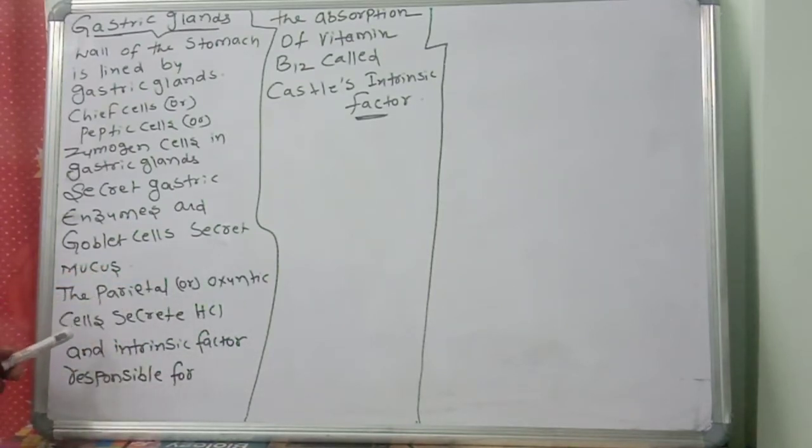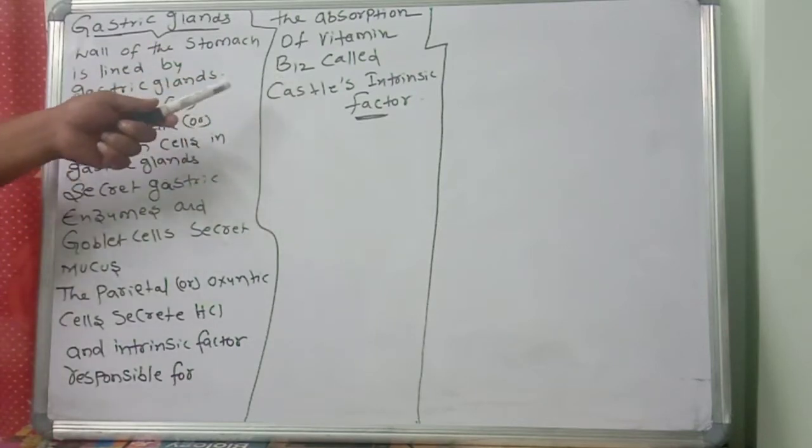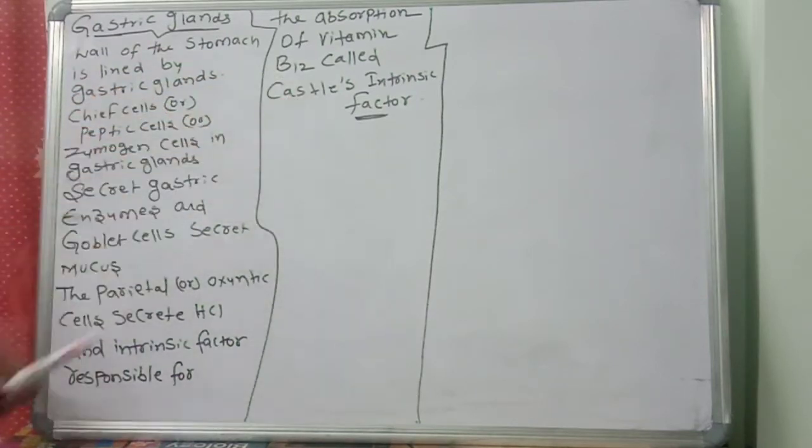HCl and intrinsic factor are secreted; the intrinsic factor is responsible for the absorption of vitamin B12. That factor is called Castle's intrinsic factor. What do you call that factor? Castle's intrinsic factor. Observe carefully.